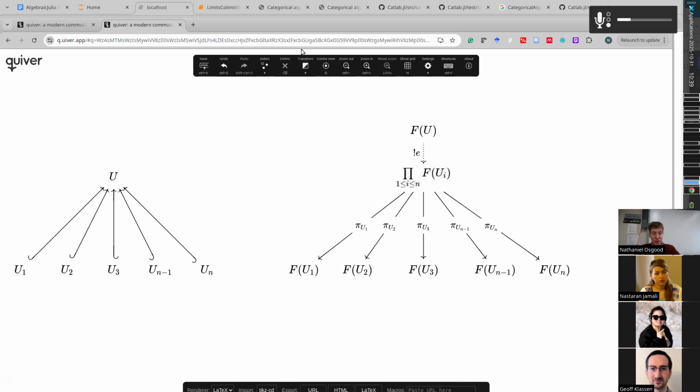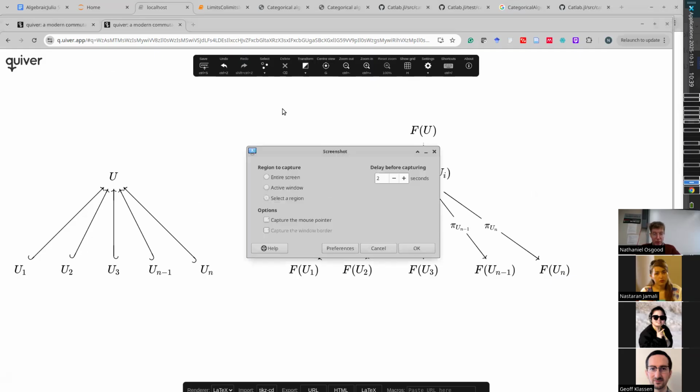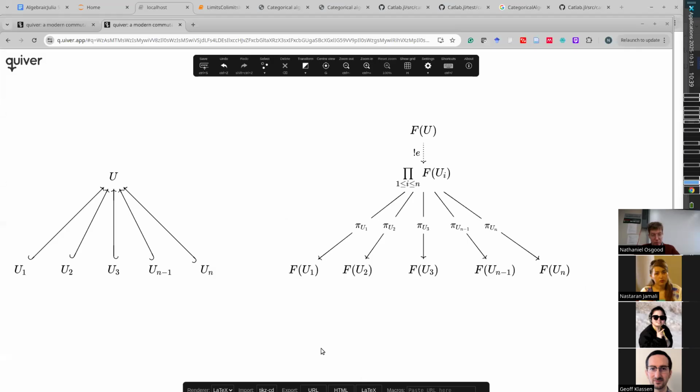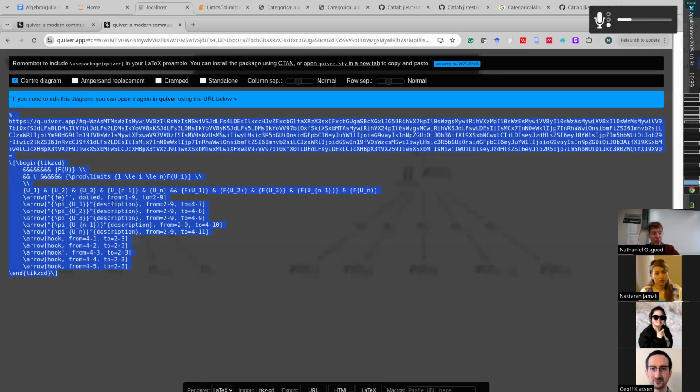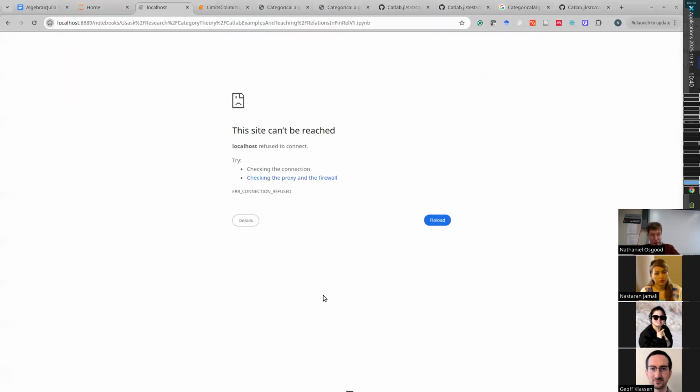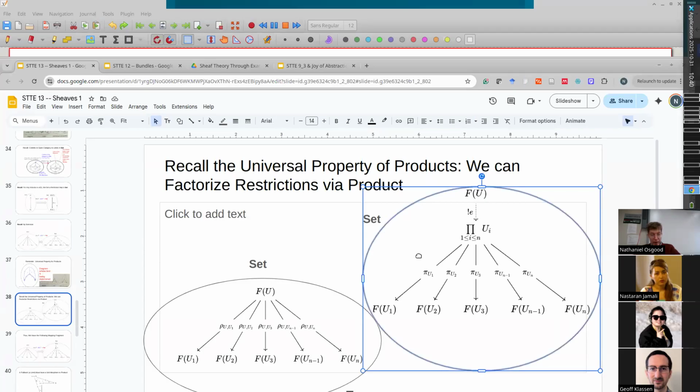What are you using to create the diagrams? Quiver.app. I tried to use Google Slides, but Quiver can produce it as TikZ, which is for LaTeX, yeah. It could also produce a URL, so you can go back to it and save it. It's a really nice little editor for these sort of diagrams.